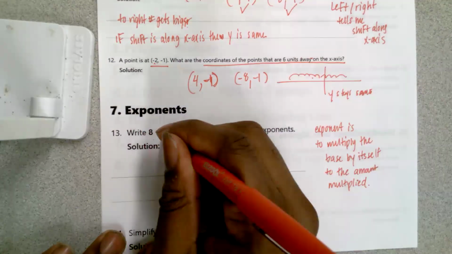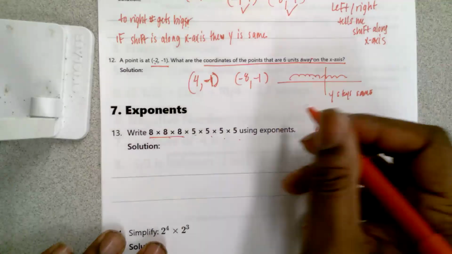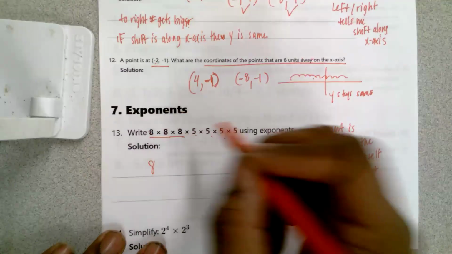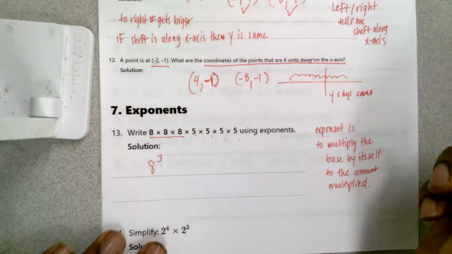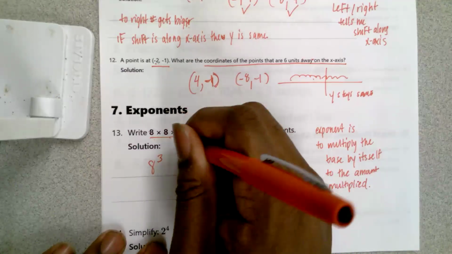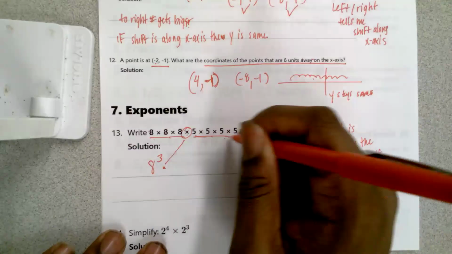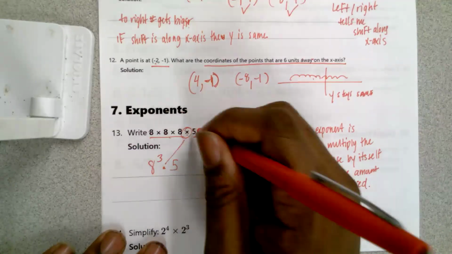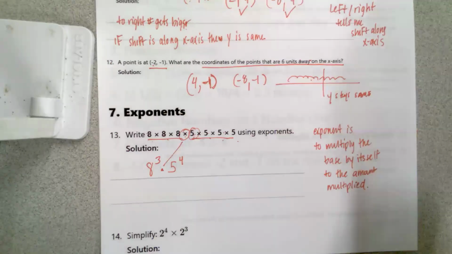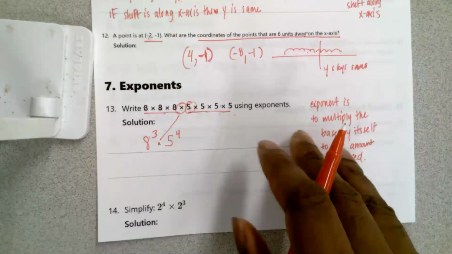Well, I see one, two, three groups of 8 all being multiplied by itself. So I'm going to keep the base, which is 8. And since it's multiplied by itself 3 times, the exponent is 3. What separates these two numbers is the operation times. So I'm going to put a times there. And it's 4 groups of 5. So 5 is the base, and it's four times. So it was 8 to the third power times 5 to the fourth power.